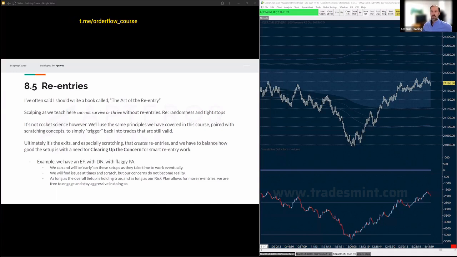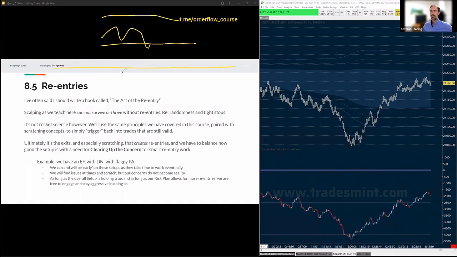What example did I put for us here? We have an extreme fade with delta neutral, flaggy price action. Dang it, Merritt, is it bullish or bearish? Does it matter? Let's just draw it. We have an extreme fade with, here's delta 0, delta neutralization.